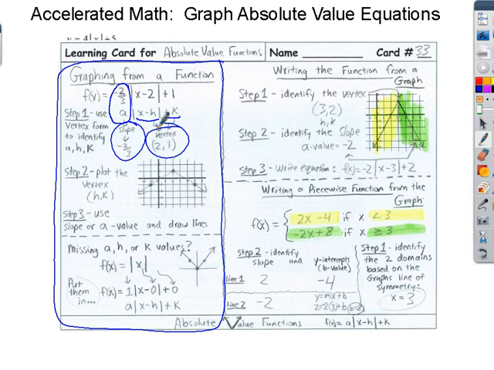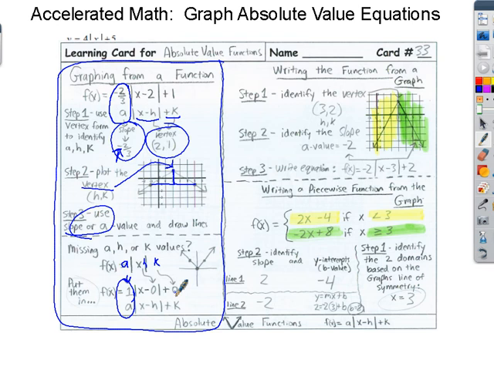And basically what we're going to do is, once we identify those things, we're going to plot the vertex based on what we identify as h and k, and then we're going to use that slope to go down and over in this case because it was negative, or up and over in this case down here because it was positive. Now occasionally we're going to be missing an a value or an h or a k, and in those cases we're just going to add them in. The a value, if it's missing, is just 1, and if the h is missing, it's going to be 0, and if the k is missing, it's going to be 0.